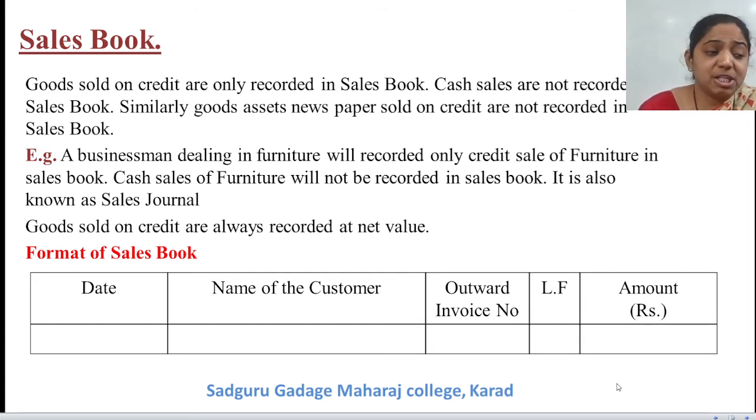You can see in purchase book what was there? Same, only inward invoice number was there. And in the sales book what is there? Outward invoice number. Only this difference is there. Rest all is the same. So that is about the sales book. Remember, goods sold on credit are only recorded. Cash sales are not recorded in sales book. And goods sold on credit are always recorded at net value.